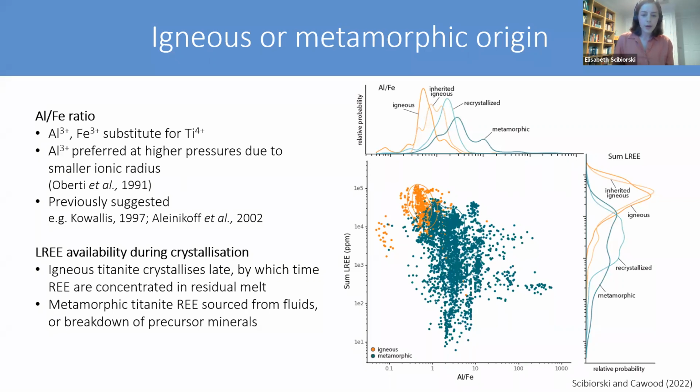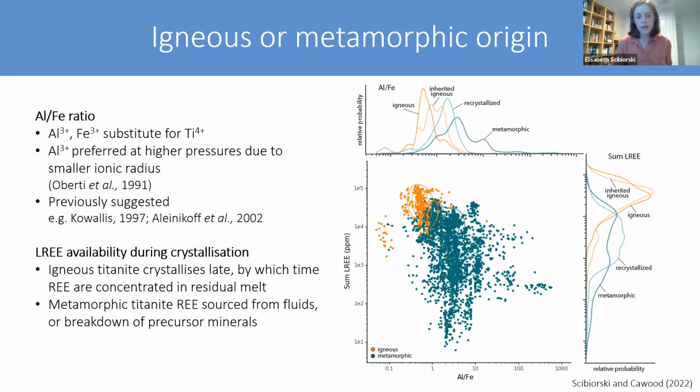With regards to the light rare earth content, I think this may be related to the different sources of these elements in igneous versus metamorphic settings. So igneous titanite typically forms quite late in the crystallization sequence. By this time, incompatible elements such as the rare earths tend to be concentrated in the residual melt. And so when it crystallizes, igneous titanite can be very light rare earth rich.